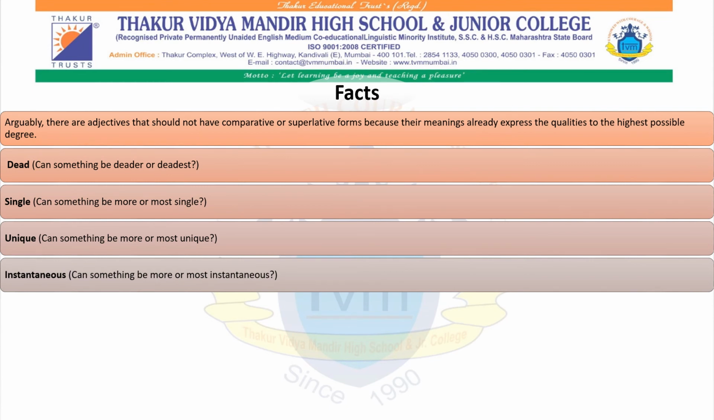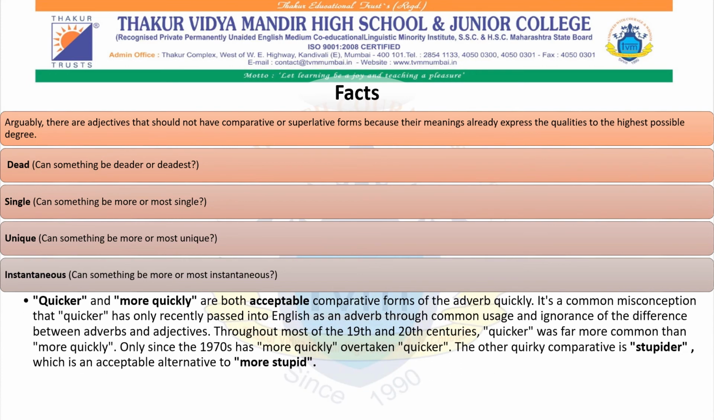Also, quicker and more quickly are both acceptable comparative forms of the adverb quickly, and the other quirky comparative is stupider, which is an acceptable alternative to more stupid. Think how stupid the average person is. Half of us are stupider than that. It is a quote by comedian George Carlin.